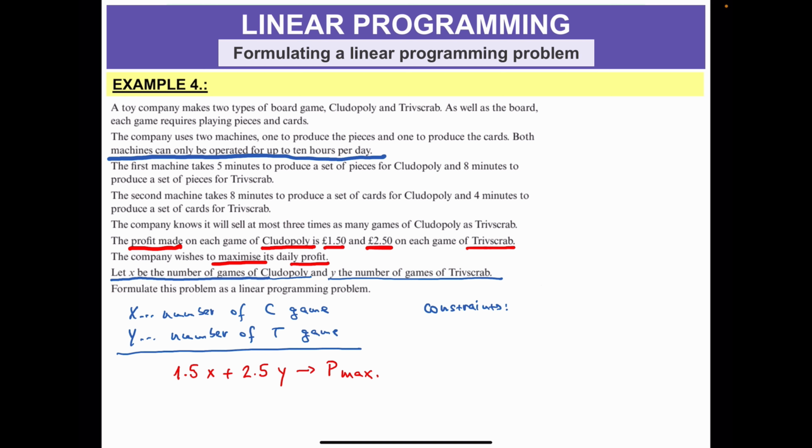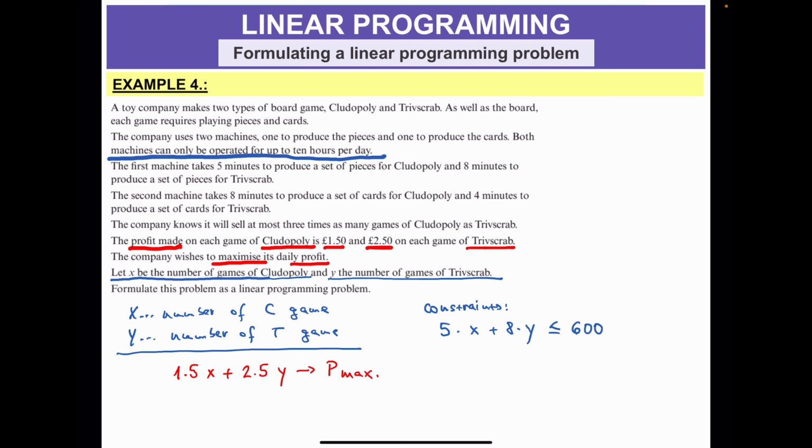The first machine takes 5 minutes to produce a set of pieces for C game, 8 minutes to produce a set of pieces for T game. So for the first machine, I have 5x plus 8y. And I know that machine cannot run over 10 hours, so it must be less or equal to 600 minutes.